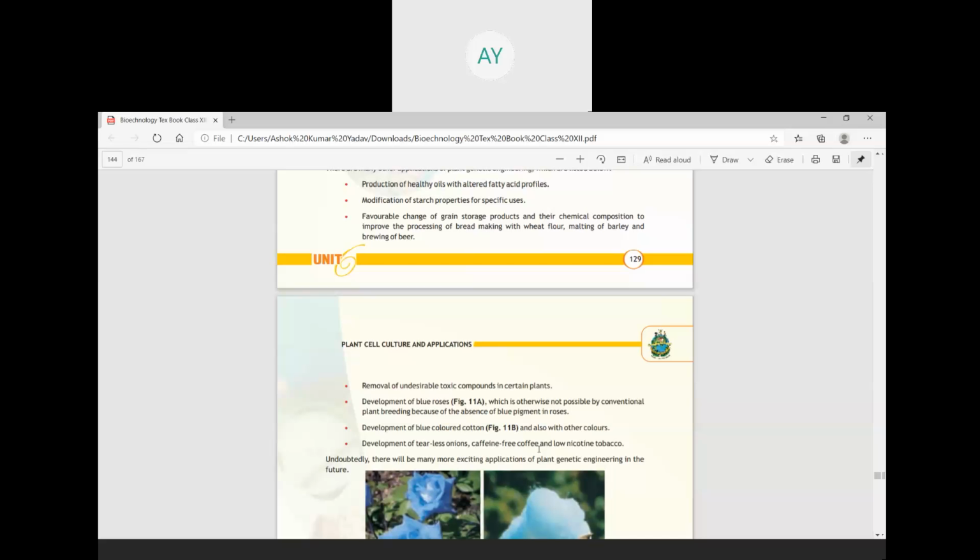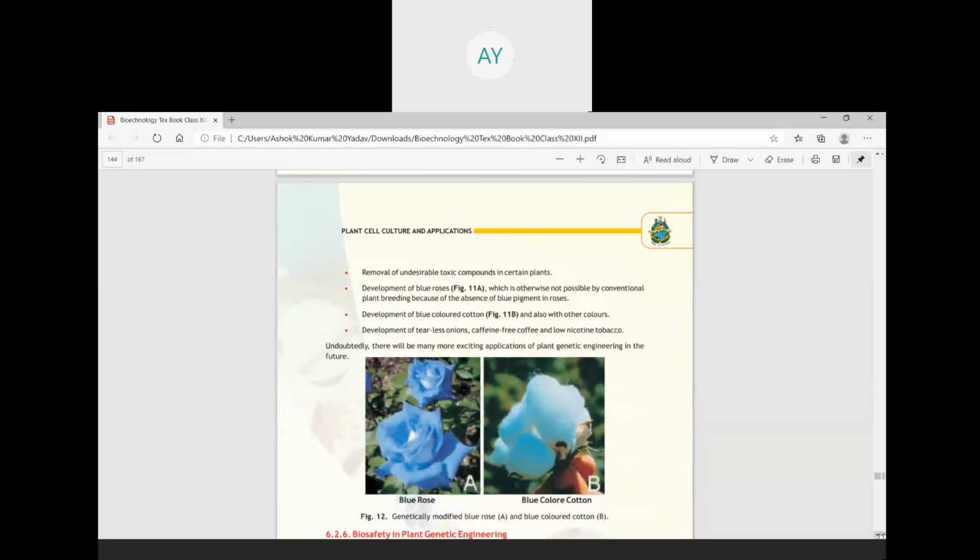And the low nicotine tobacco. Tobacco is a model plant for production of many useful chemicals, and it is used as an edible vaccine. Nicotine is carcinogenic, it causes cancer. But if you silence the gene for production of nicotine compound or remove the gene that is responsible for nicotine compound, then we can easily use that tobacco for medicinal purpose. So just see the blue rose. It is feasible only due to the transfer of the blue color gene into the rose plant.